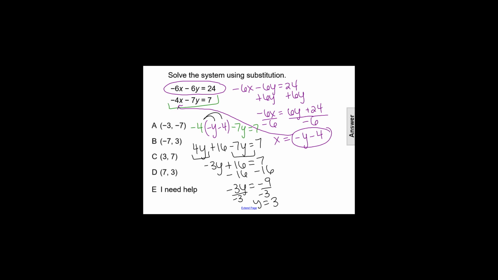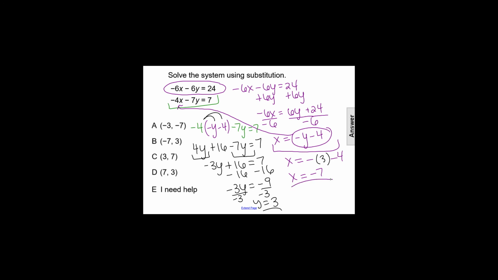Now to find the value for x, we need to take that value of y equals 3 and substitute it into one of the equations from the system. You could use an original equation, but why don't we take that first equation, negative 6x minus 6y equals 24, which we wrote where we solved for x. We wrote x equals negative y minus 4. Since that's already solved for x, let's use that. We'll have x equals negative, now we know y equals 3, then minus 4. So negative 3 minus 4 means that x equals negative 7.